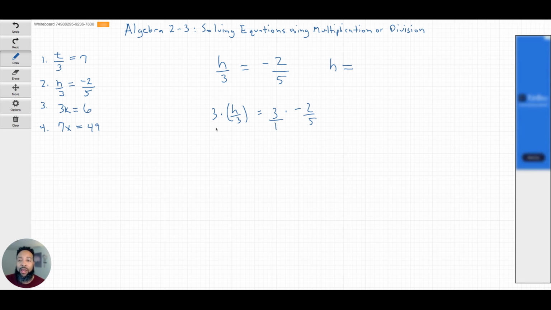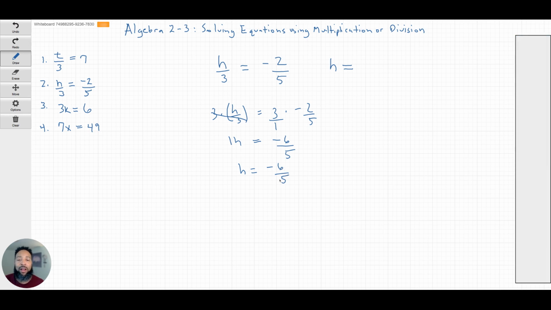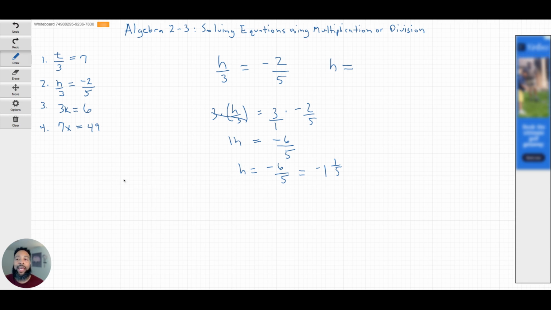So here, again, the 3's cancel. 1 on top, 1 on bottom. 3 divided by 3 is 1. So we just have 1h equals 3 times a negative 2 is negative 6 over 5. 1h is just h, so we have h equals negative 6 over 5. And I can show you in a later video how this also can be a mixed number, which is negative 1 and 1/5. So that is your answer, and that's how that works. So let's go ahead and try the next problem.